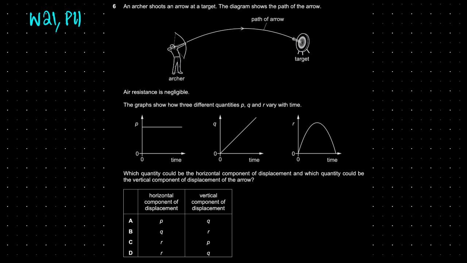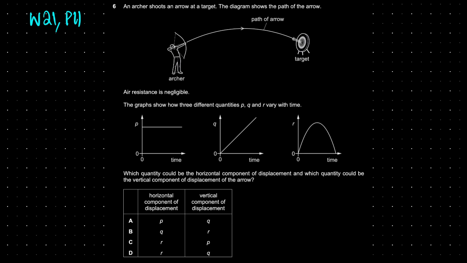Air resistance is negligible. The graphs show how three quantities P, Q and R vary with time. P is a constant throughout, Q is increasing by the same amount each second, and R has a different kind of graph. It doesn't increase uniformly. It reaches some maximum value and then it starts decreasing again.